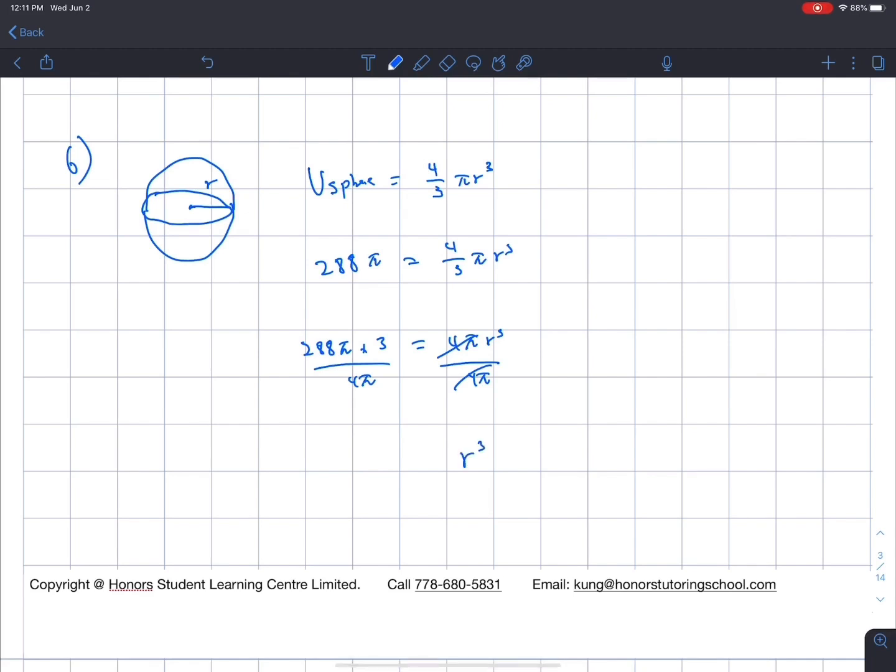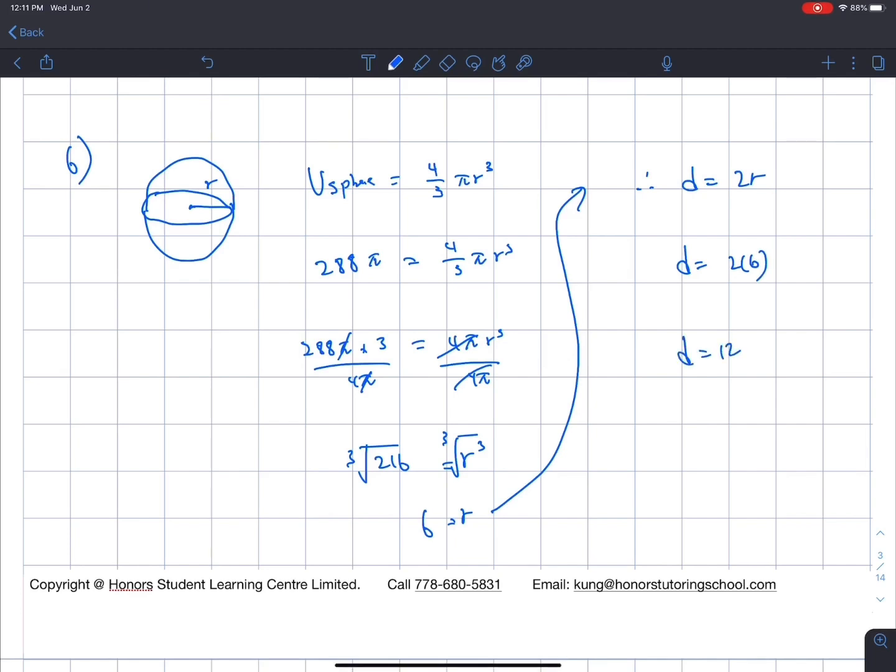We can cross that out. You should have r to the power 3 equals. We can cross out the pi here too. So I'm just going to type in 288 times 3 divided by 4. And I get 216. Now we can take the cube root on both sides. We get r equals 6. The question is asking for the diameter. Diameter is 2 times the radius. So diameter is 2 times 6. The diameter equals 12. And this is in centimeters.